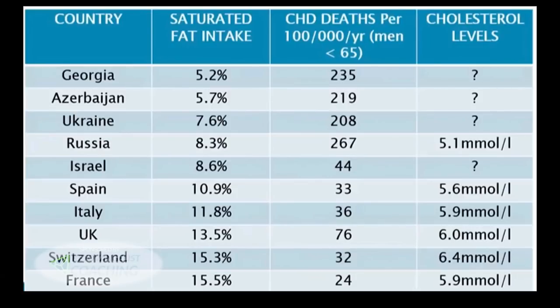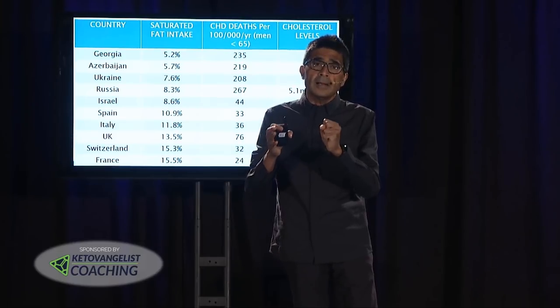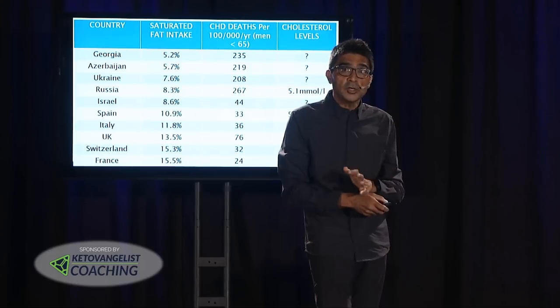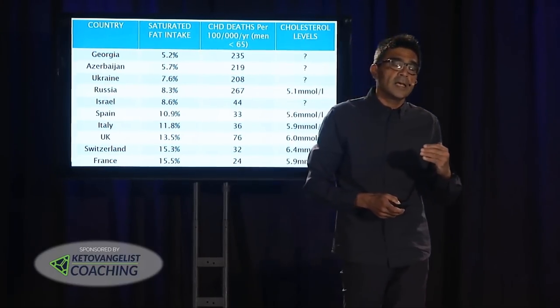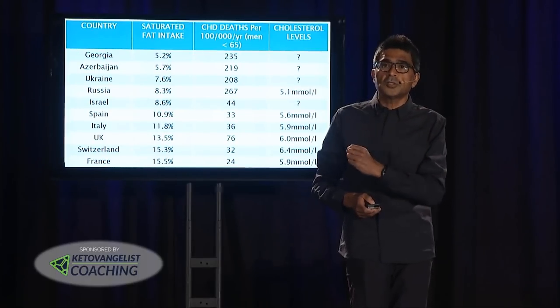Now, this is the Monica Project, 2008, data gathered in different European countries, and damn the French again. They eat a lot of fat, and you can see 15% saturated fat. They have high levels of cholesterol. But when you look at heart disease death, they manage to look good. They smoke a lot, but when you look at their heart disease death rate, the death rate is much lower than the rest of the European countries that eat less fat and have lower amount of cholesterol in their blood.